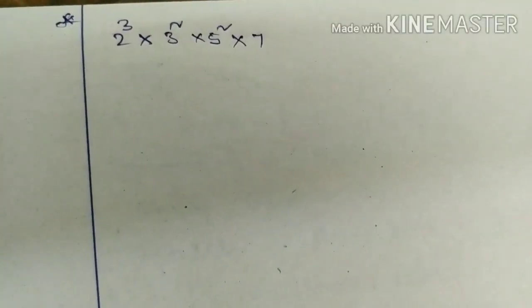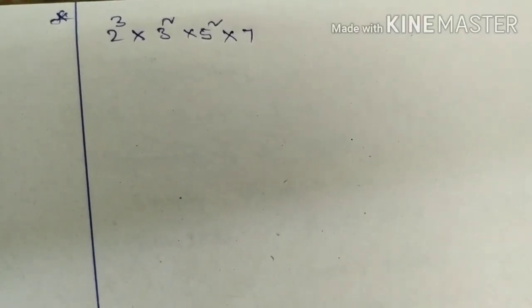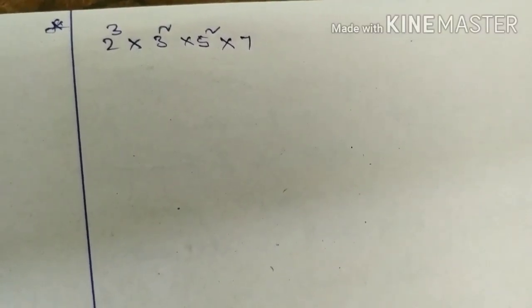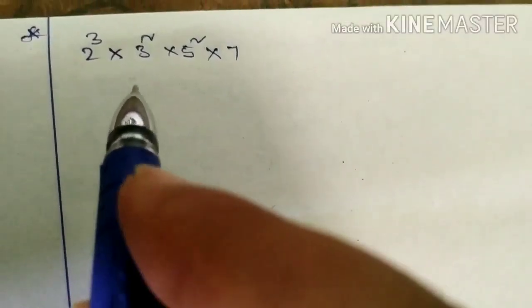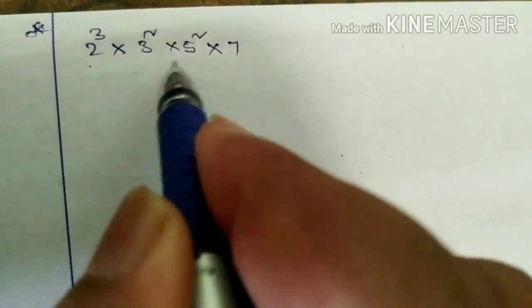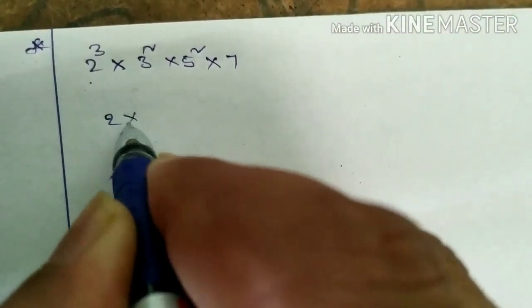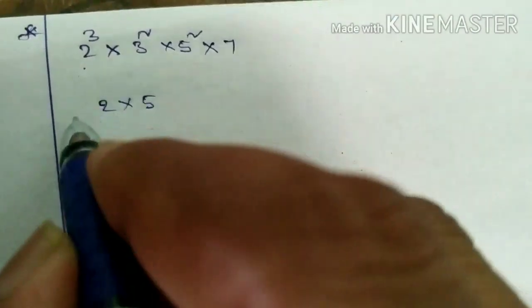See here, the question in this product: how many consecutive zeros exist in this product? So how to do it? Not by multiplying. It depends on 2 and 5. Here, what are the greatest common powers of 2 and 5?